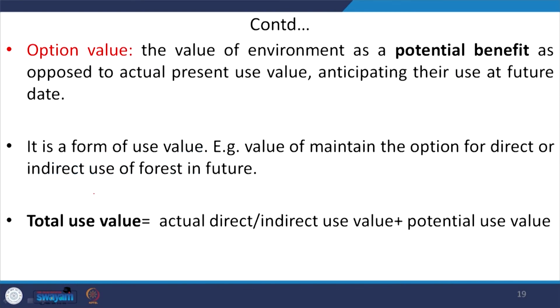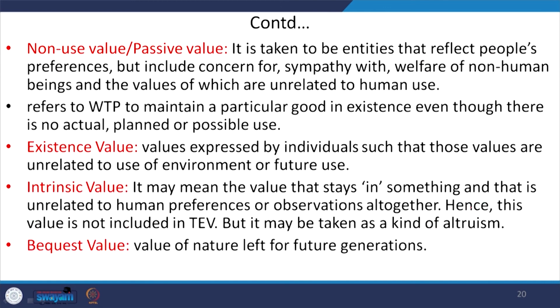That means we are talking about the potential benefit itself that we will be getting, and we can take examples of the option for directly or indirectly using the forest resources in future. So, based on this understanding, your total use value would be the summation of these values, that is direct use value plus indirect use value plus potential values. So, potential use value is also included in your use value.